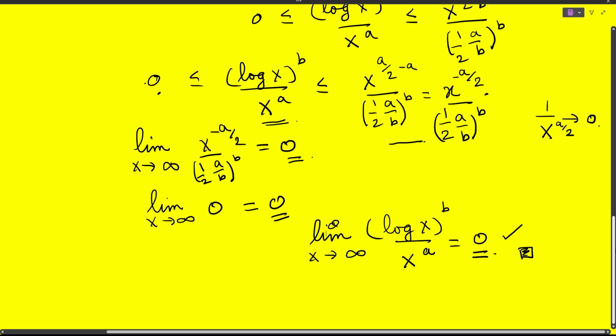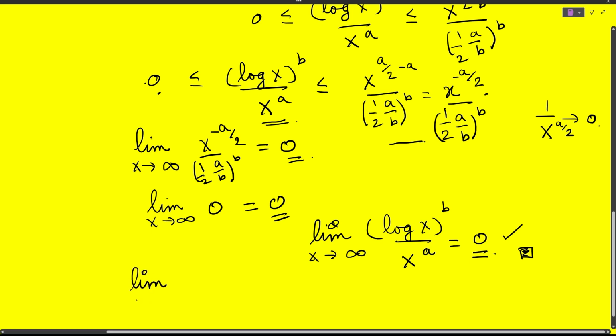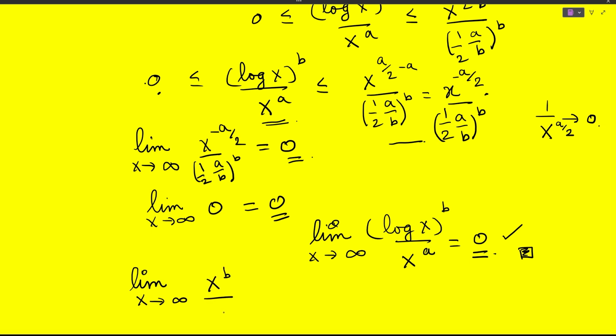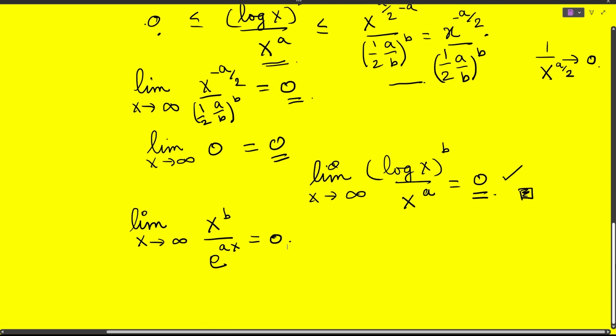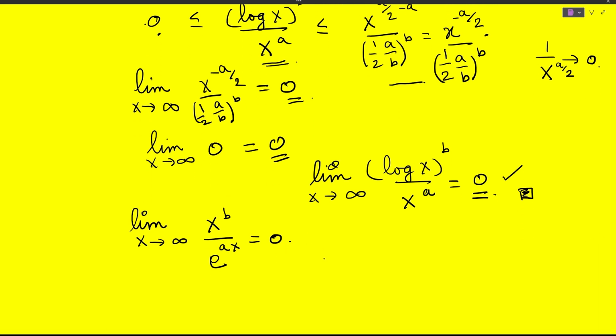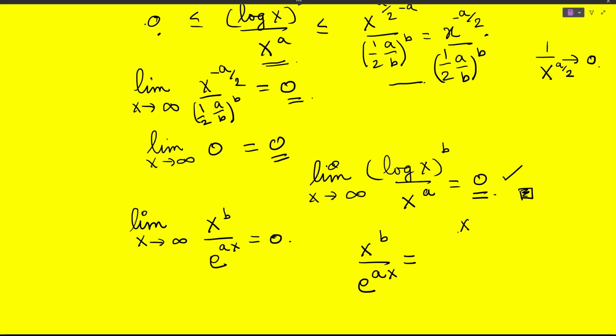Well, actually, if you can prove this particular limit, you can prove another limit. Let me just write it down. So the limit as x tends to infinity of x to the power b divided by e to the power ax is again 0, right? So you can prove this as well. So how do we do this? Let's look at this ratio, x to the power b over e to the power ax. Let's make a substitution.